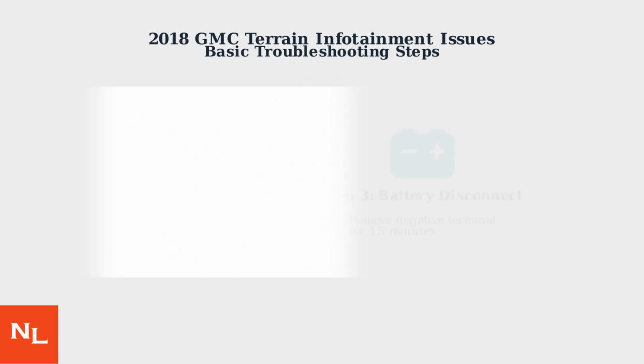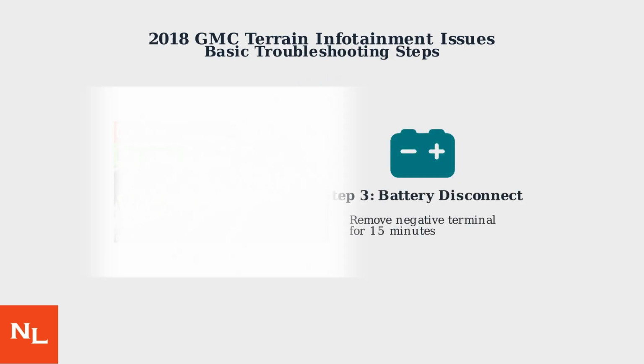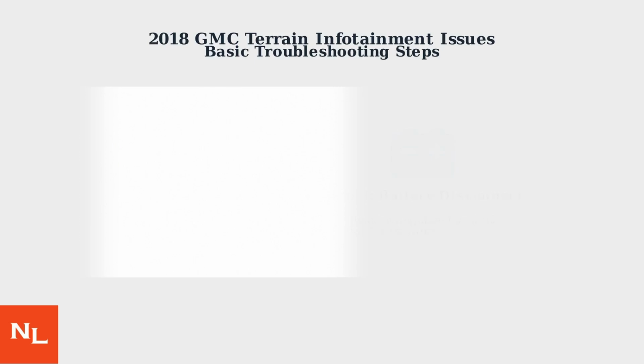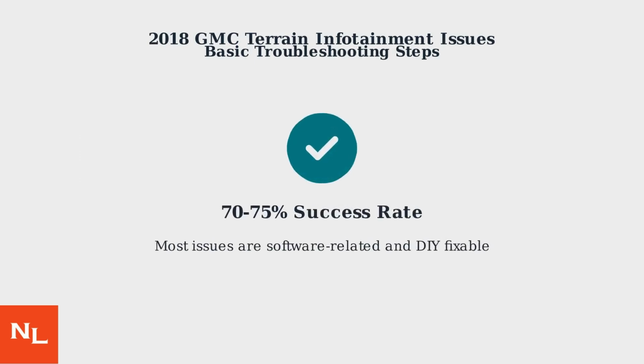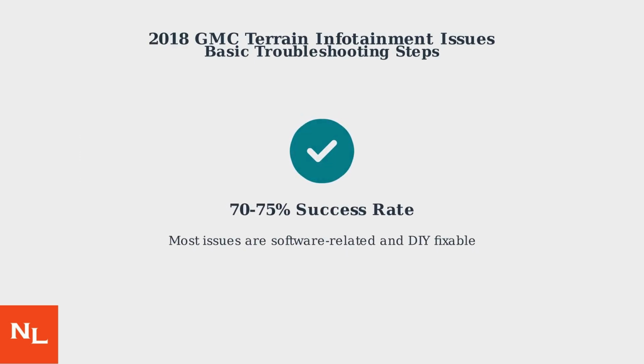Step 3. For more persistent issues, try disconnecting the battery. Remove the negative terminal for 15 minutes to clear all electronic modules. This more comprehensive reset often resolves stubborn software corruption issues. These basic troubleshooting steps successfully resolve approximately 70 to 75% of infotainment issues in 2018 GMC Terrains. Most problems are software related and can be fixed without professional help or expensive repairs.